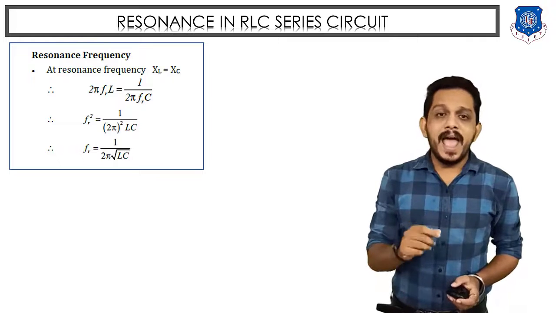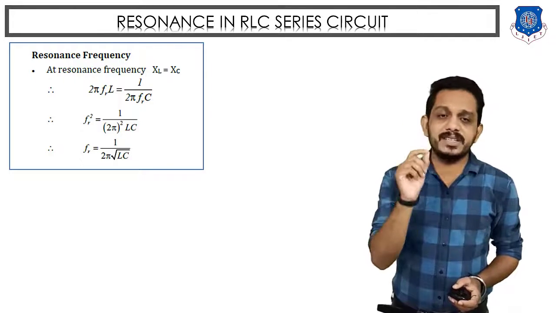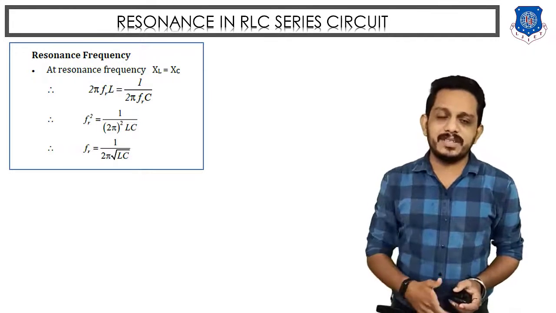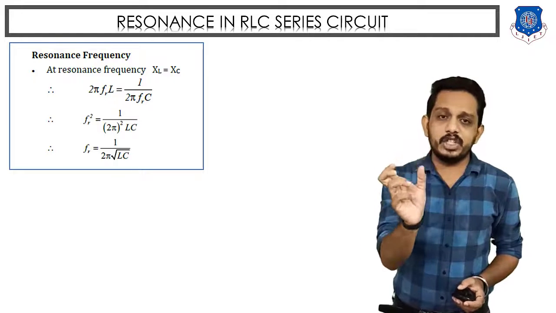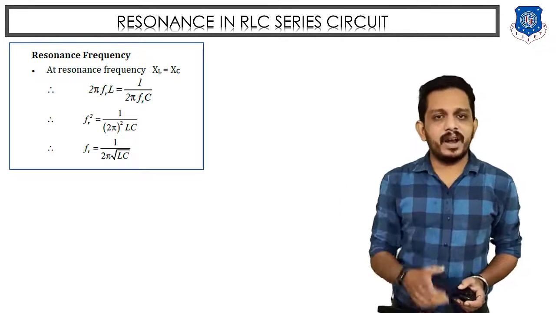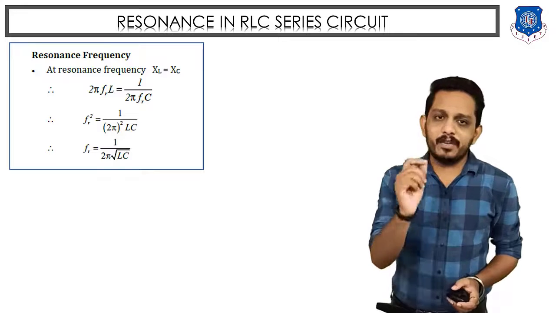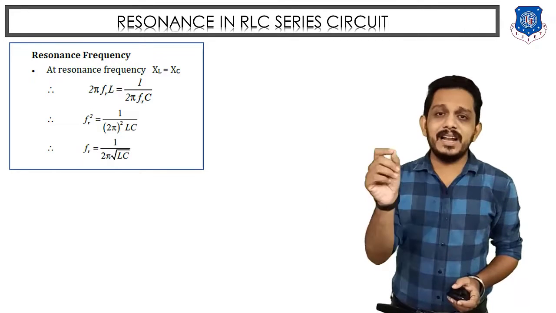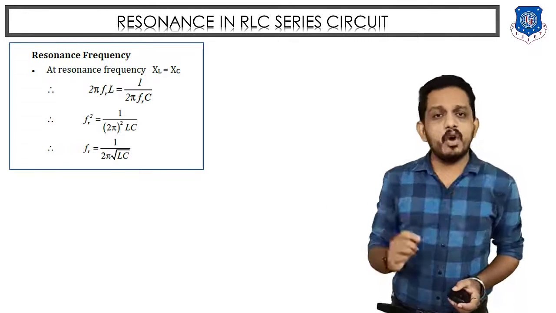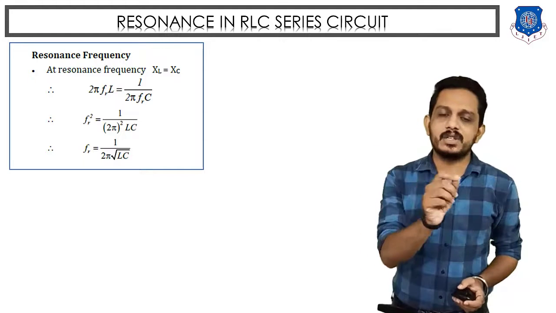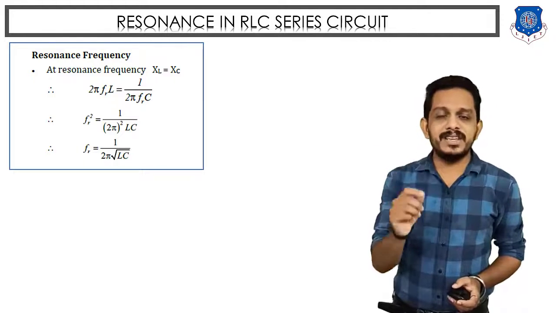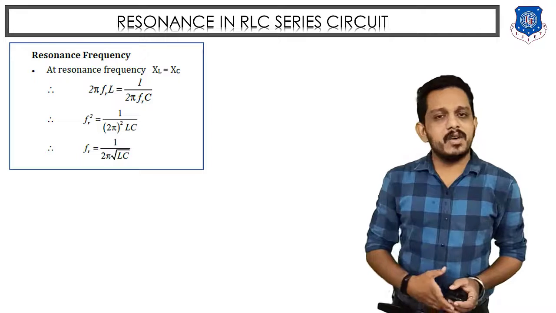So that means at some values of frequency, XL and XC will achieve the same value. So let's find the equation of that frequency at which XL becomes equal to XC, and that frequency is known as the resonance frequency.